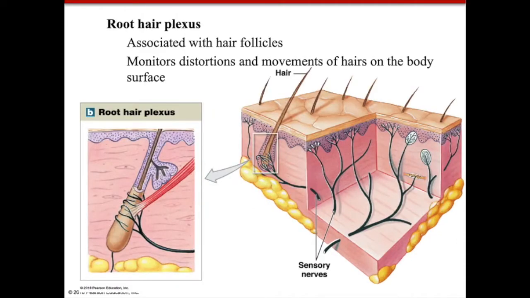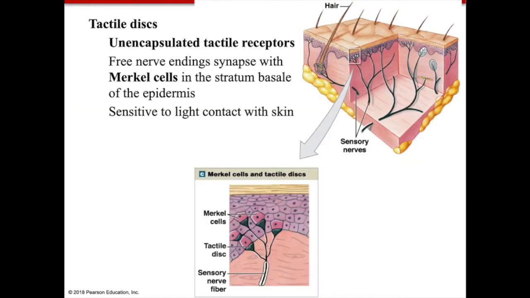One special kind of receptor has to do with receptors that are wrapping around the hair follicle. So these receptors are detecting distortions that have to do with the hair. These are called root hair plexus. Then we have still unencapsulated tactile receptors.